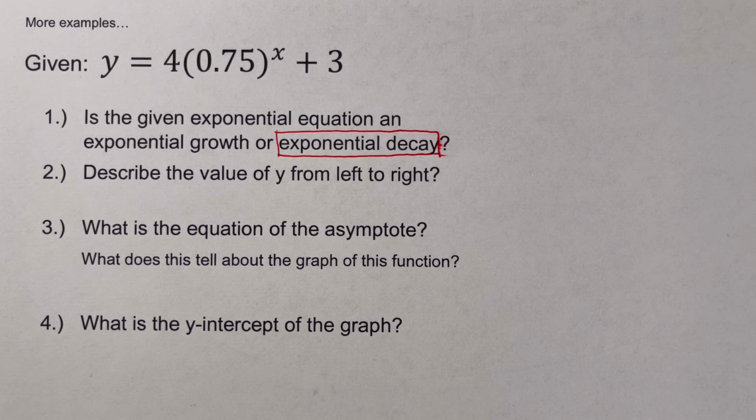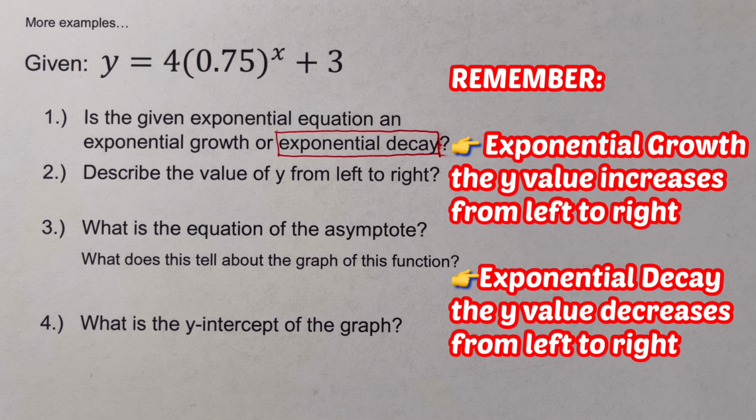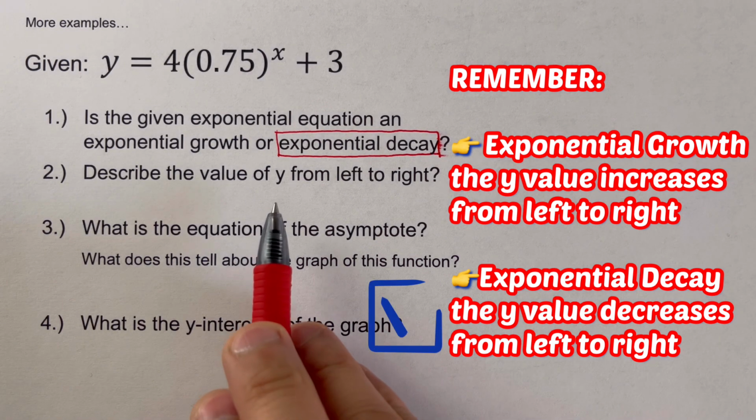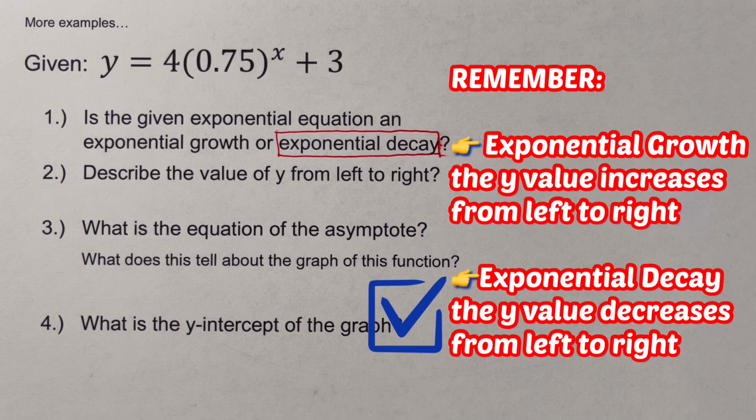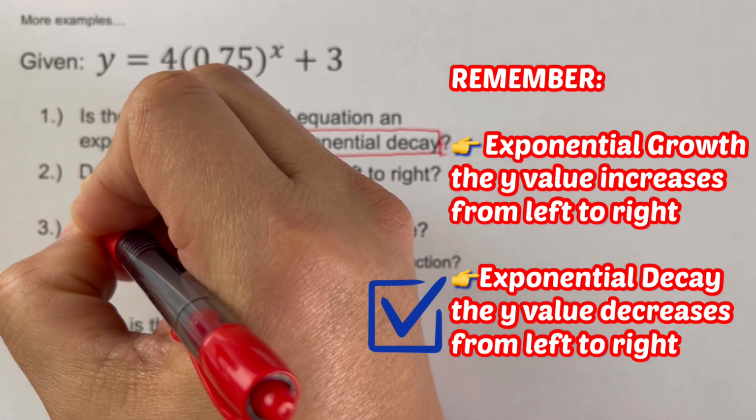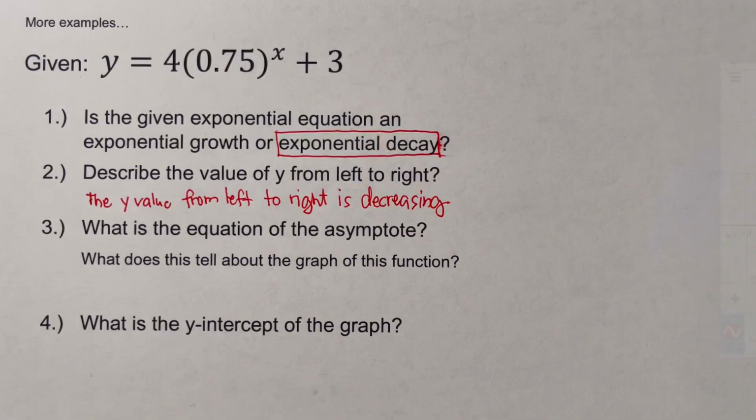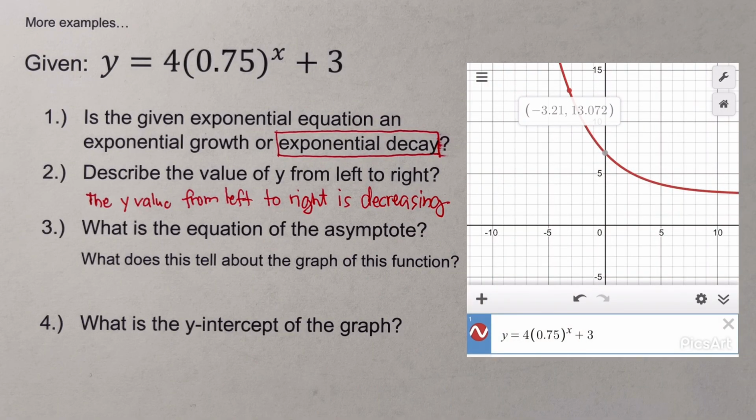Now let's move on to the second question. Describe the value of y from left to right. We remember that for exponential growth, the y value increases from left to right. And for exponential decay, the y value decreases from left to right. So in this case, the y value from left to right is decreasing. So I'm just going to go ahead and write it down here. On the side, you will see the graph and the value of y as we go from left to right. The value is decreasing. It started from a high value of y and then it goes down and down as we go through the graph from left to right.